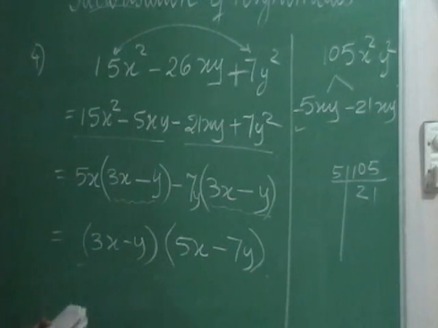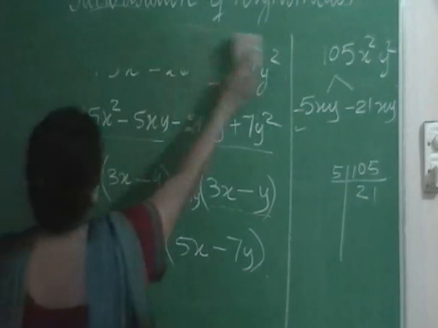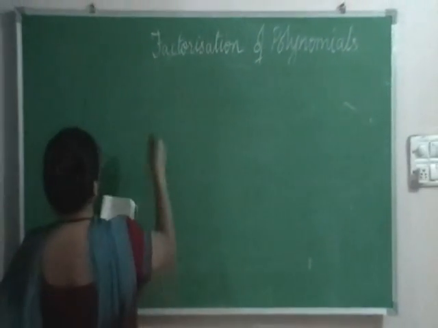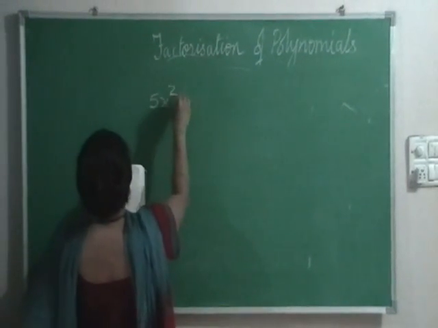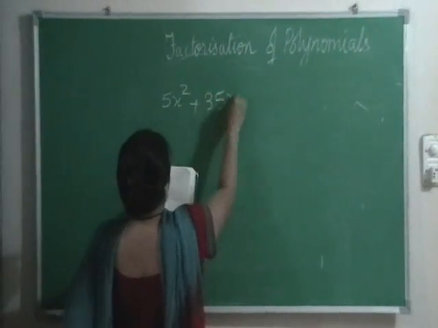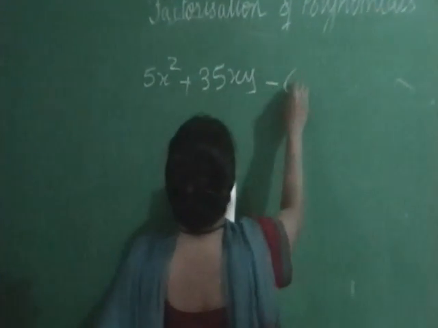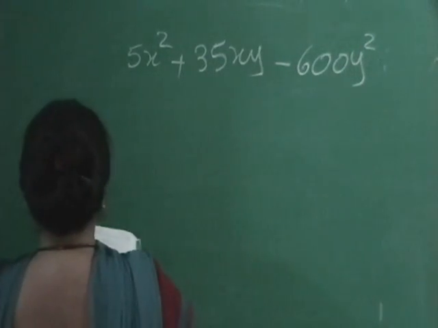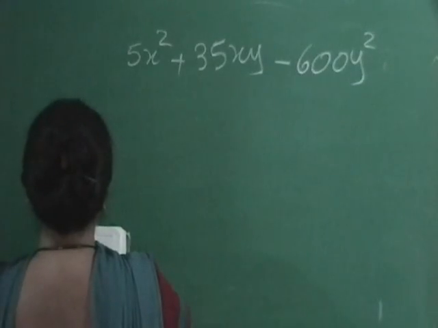This is example number 4. Come to example number 5. Example number 5 is 5x square plus 35xy minus 600y square. Now again we will multiply the first.